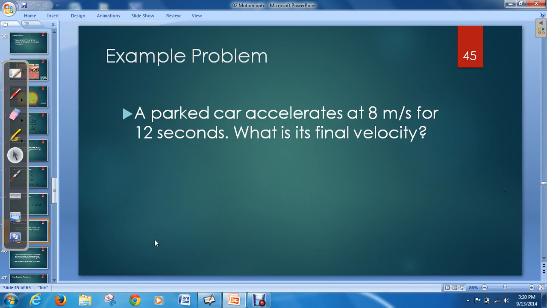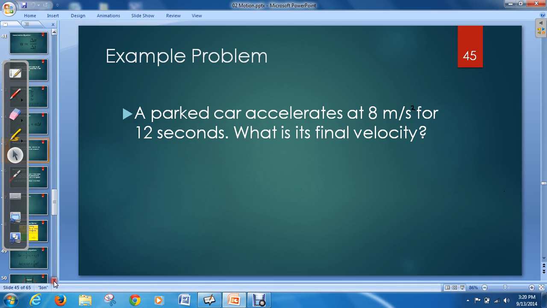Okay, so I'll go ahead and let you do this one. So if you're doing participation, try to answer this one on your paper. Okay, a parked car accelerates at 8 meters per second. Sorry, and that's supposed to say meters per second squared. Okay, a parked car accelerates at 8 meters per second squared for 12 seconds. What is its final velocity? So use that equation we just saw and try to figure that out. Okay?